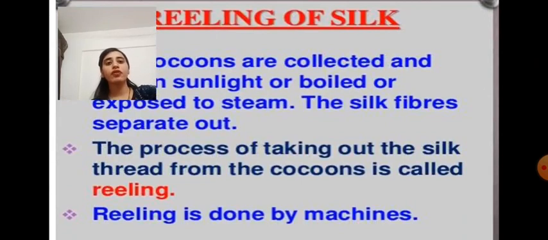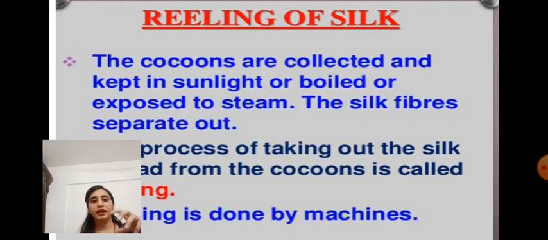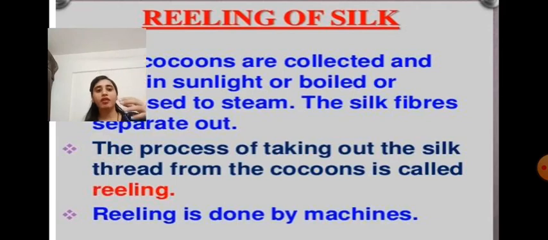Now, reeling of silk. In this, cocoons are collected and kept in sunlight or boiled or exposed to steam, and the silk fibers are separated out. The process of taking out the silk thread from the cocoons is called reeling. Reeling is done by machines.